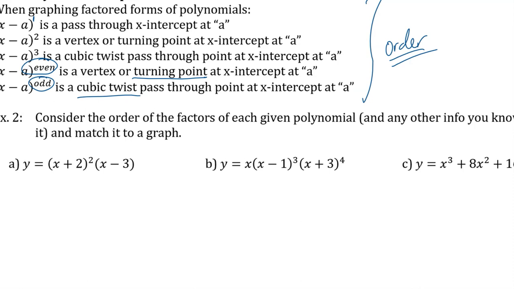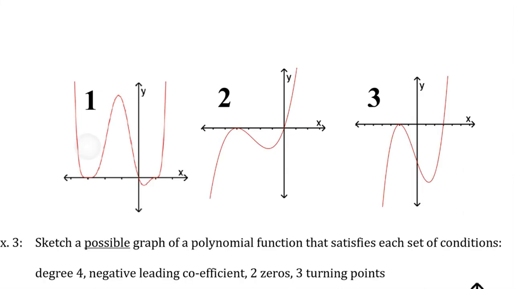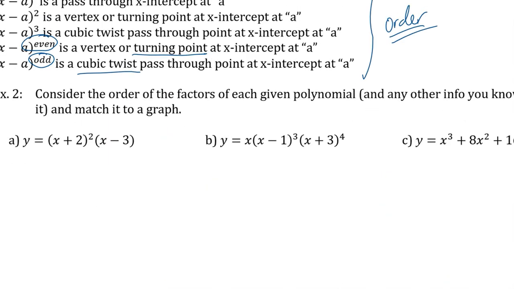And you can see right here in example 2, it says consider the order of the factors of each polynomial. And we're going to think about any other information, and we're going to match it to the graph. Okay? Everybody with me?